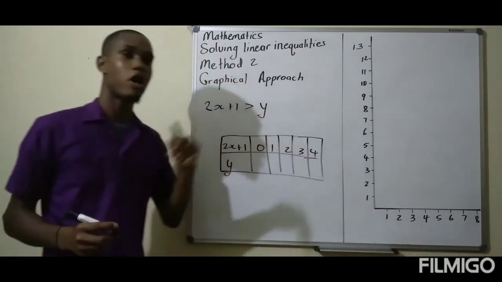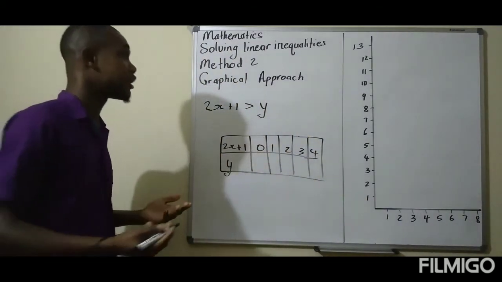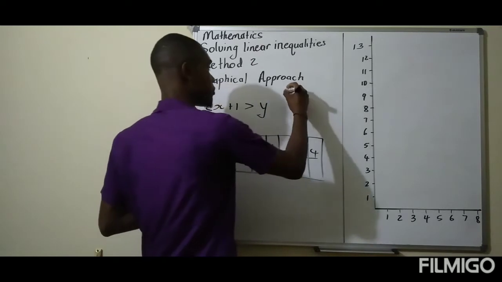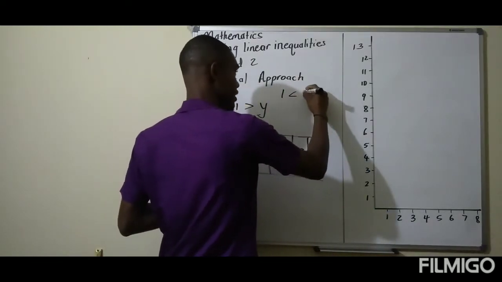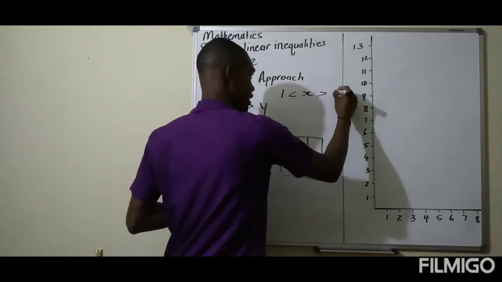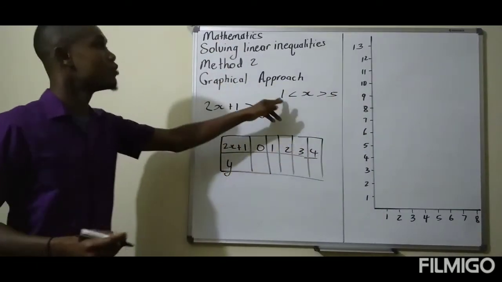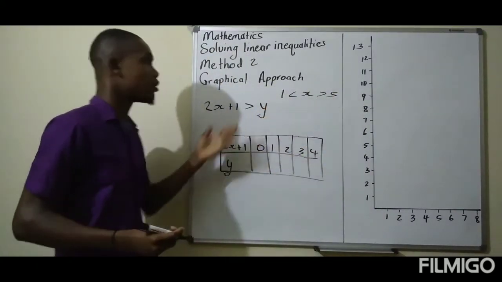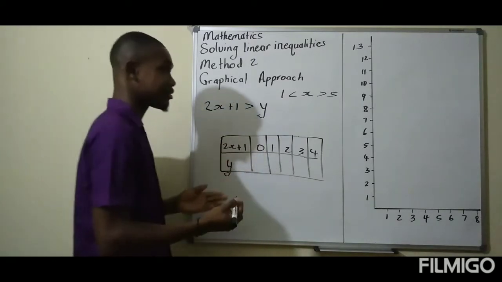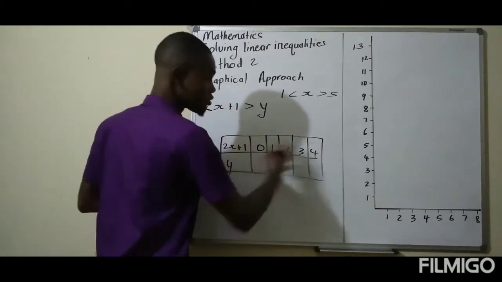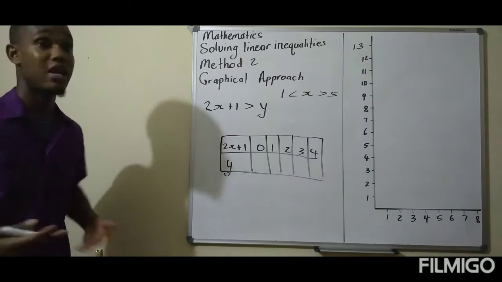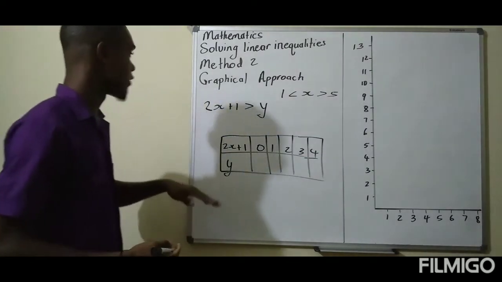You can choose random values, or if you are given a particular range, it would be represented like 1 is less than x, but is greater than 5. So this would be a range. So you'd have to use the numbers from 1 to 5. But since no range was given in this particular question, we can just stop anywhere or choose any values we want.